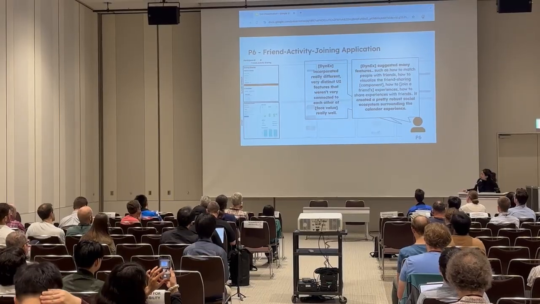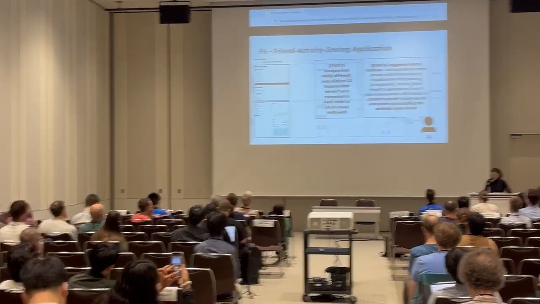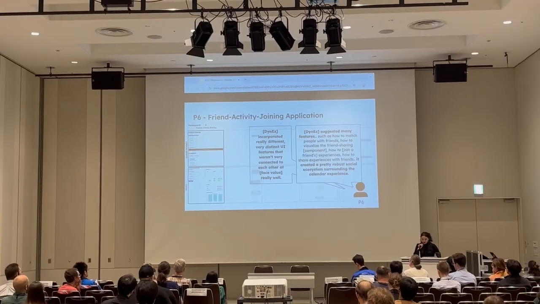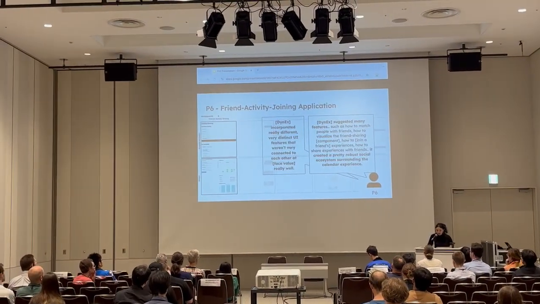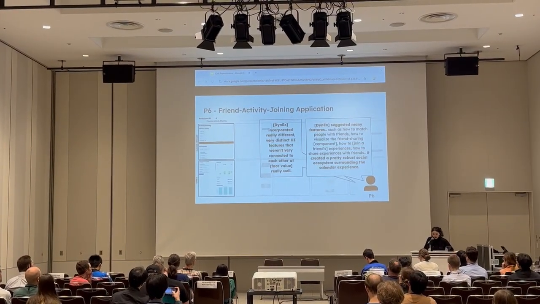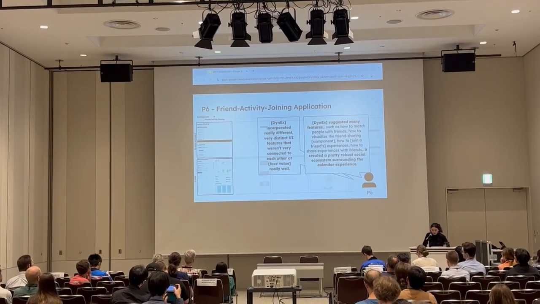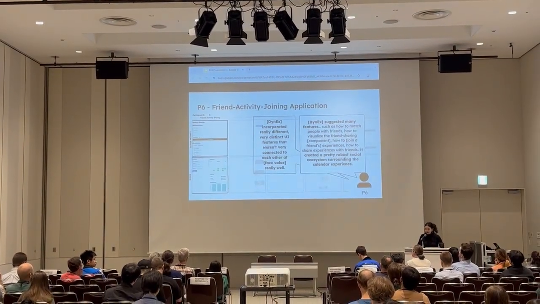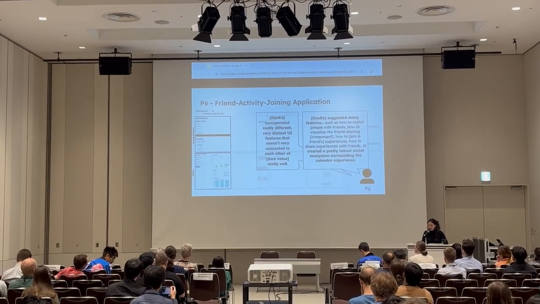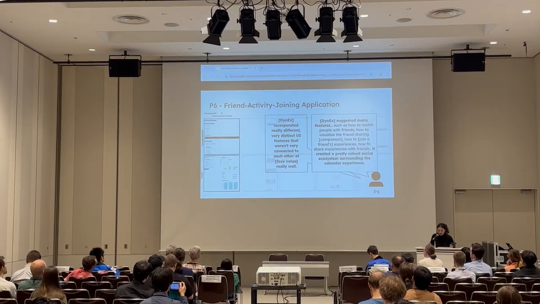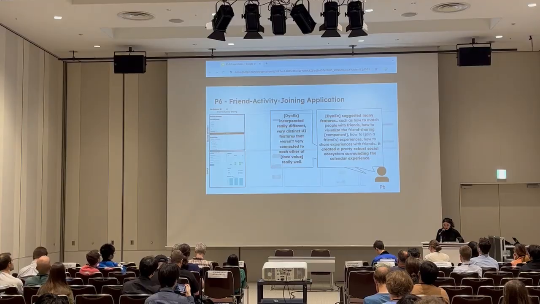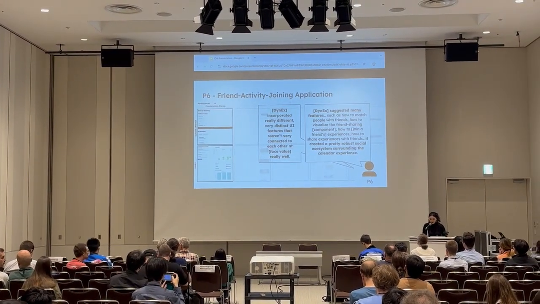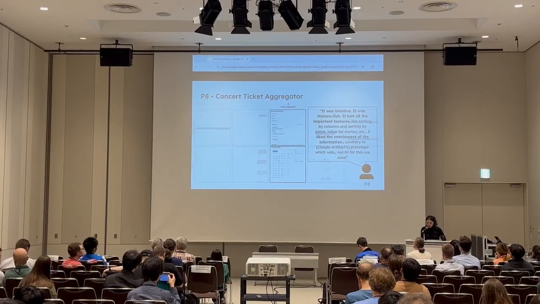Let's take a look at some more detailed examples. So P6 created a friend activity joining app where DynEx was able to suggest a lot of separate components like matching with friends, visualizing, friend sharing, joining an experience, and then also sharing experiences with friends. So he thought that it was able to create a pretty robust social ecosystem surrounding the calendar experience and bridge together a lot of distinct UI features that weren't connected at face value.